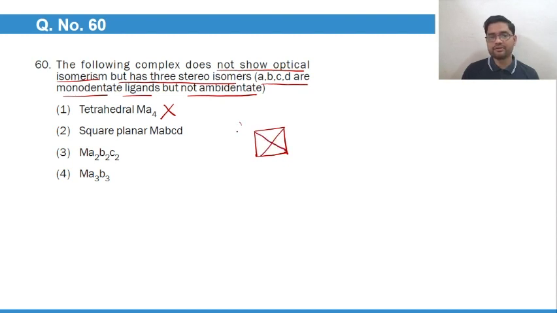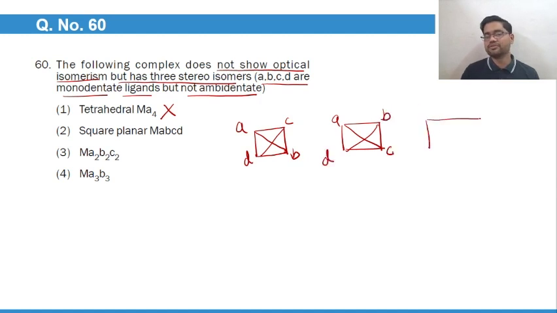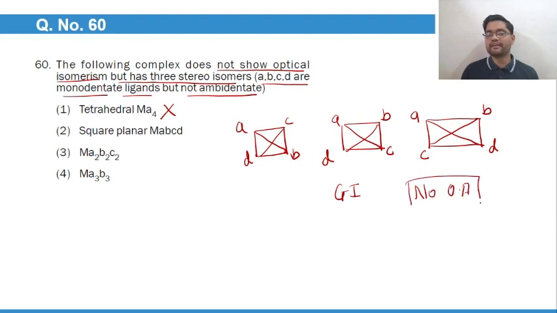The square planar, so ABCD. Another it can show is ACBD. Another one more, that is ADBC. They all are geometrical isomers, but none is optically active, no optical activity, right? So this will be the best answer.